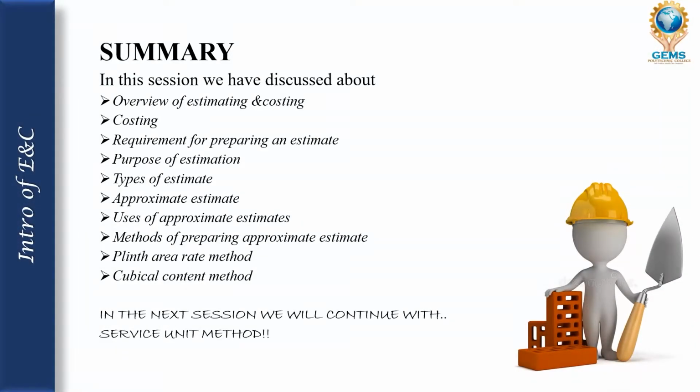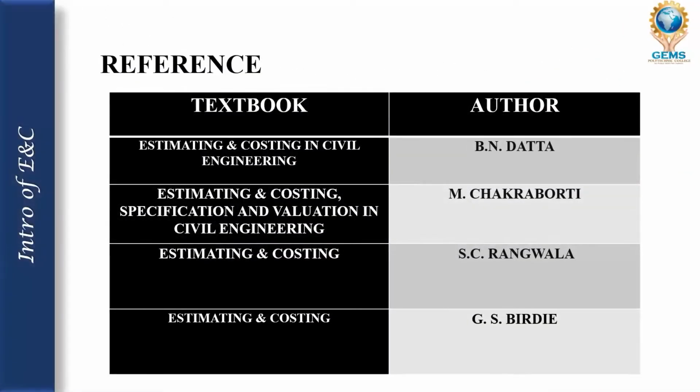So in this session we have seen an overview of estimating and costing, what costing is, the requirements for preparing an estimate, the purpose of estimation, types of estimate, approximate estimate, uses of approximate estimate, then methods of preparing approximate estimates: the plinth area rate method and the cubical content method. In the next session we will continue with the other methods of approximate estimate.